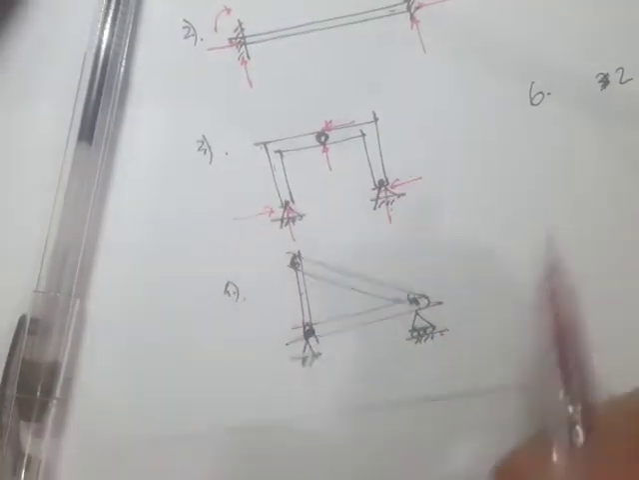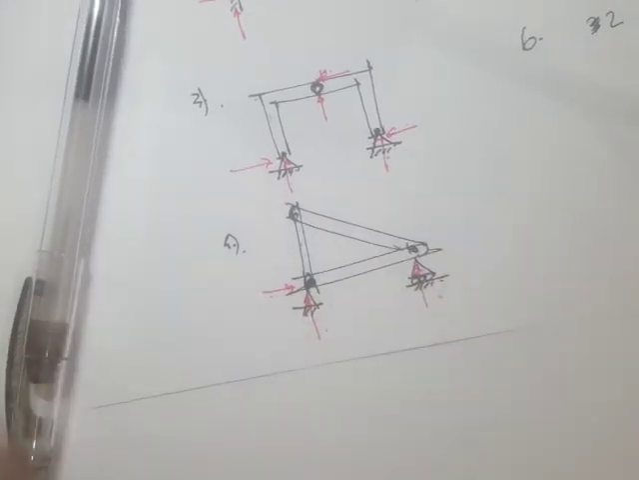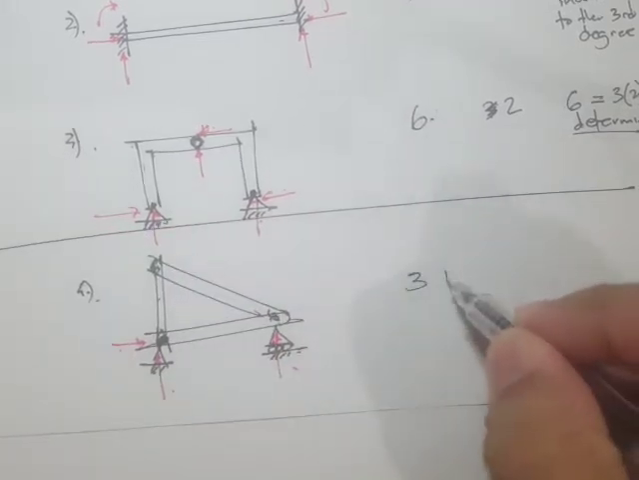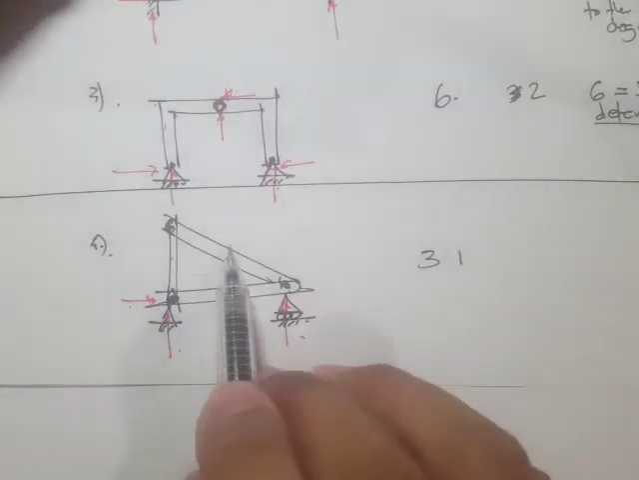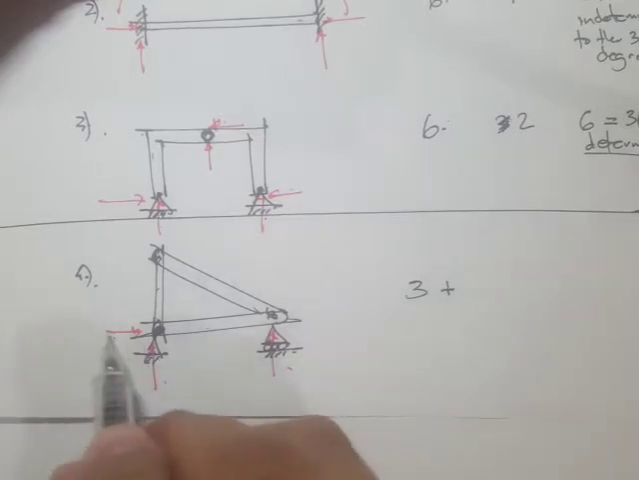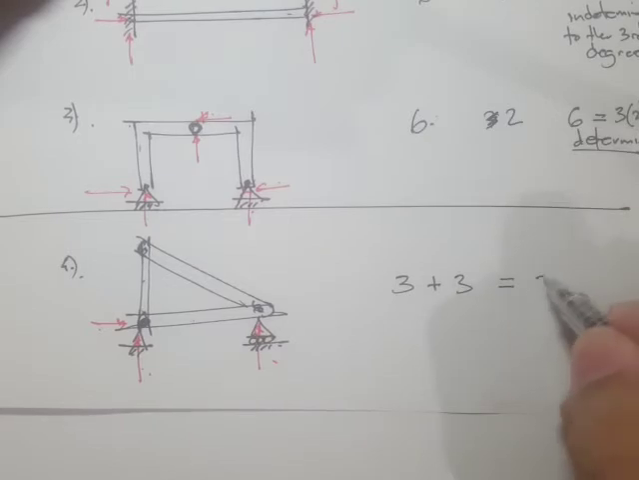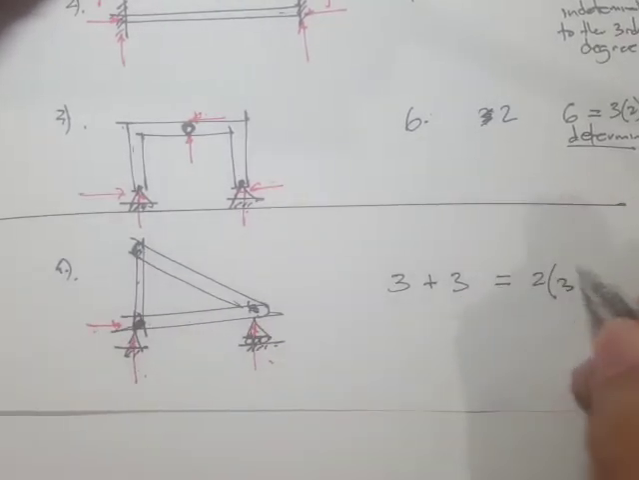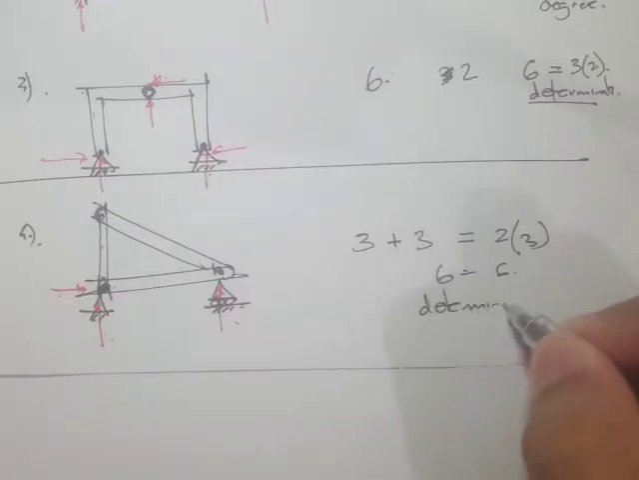Right here, how many support reactions? We have three support reactions. Let's first count the number of members: 1, 2, 3. So 3 plus the number of support reactions, 3, is equal to 2 times the number of joints. How many joints? 1, 2, 3. So this is 6 equal to 6, and that means this is a determinate problem.